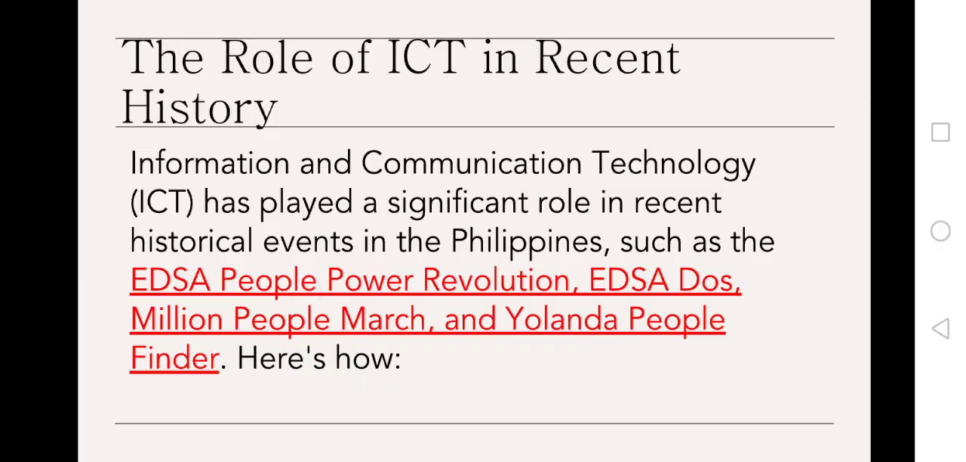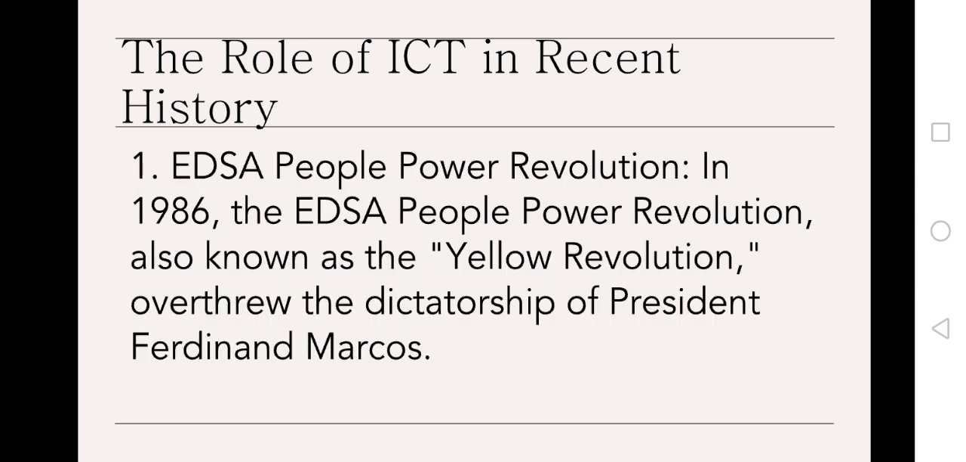In the Philippines, there are events in which ICT played an important part. Four of them are the EDSA People Power Revolution, EDSA Dos, Million People March, and Yolanda People Finder. Let's go through them one by one. First is the EDSA People Power Revolution. In 1986, the EDSA People Power Revolution, also known as the Yellow Revolution, overthrew the dictatorship of President Ferdinand Marcos.